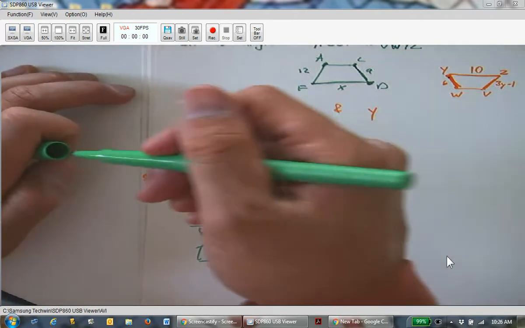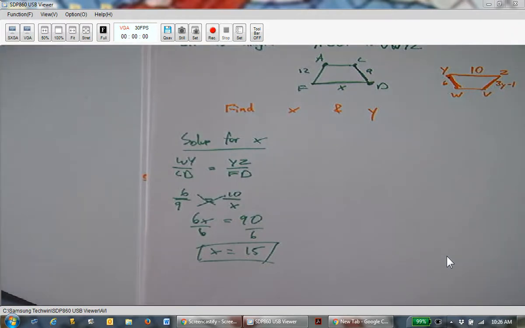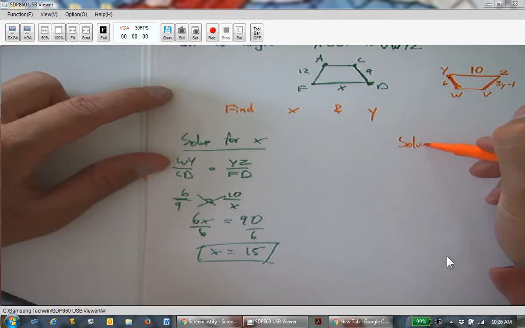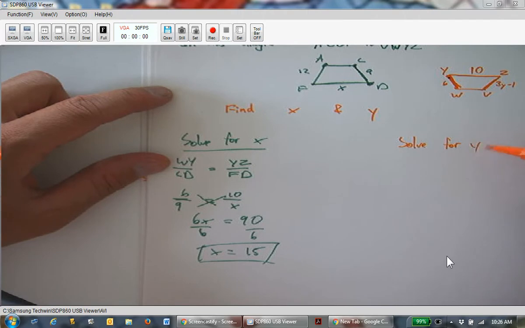Thank you very much, Ruby. Okay, and let's solve for y. Can someone help me with solving for y besides Ruby?